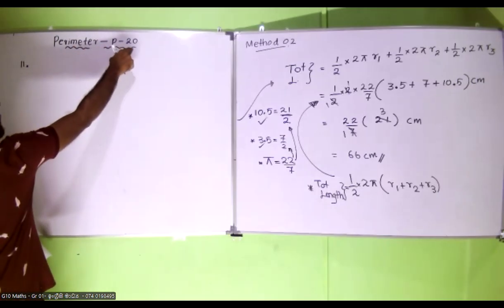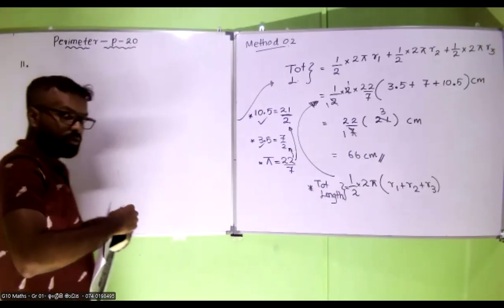So for the 11th, perimeter due, page number 20, 11th.